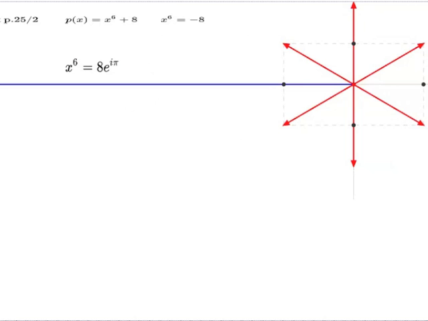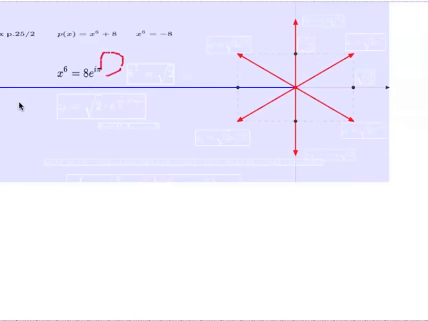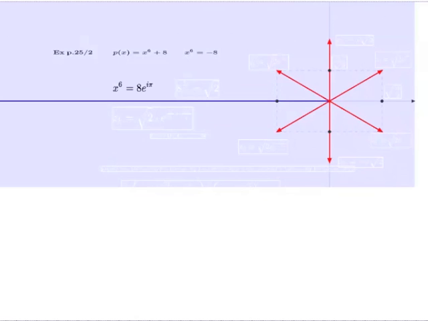Remember, in the exponential form, absolute value or modulus must be positive. So I have to somehow take care of this negative. And the way to take care of this negative is to make the e to the i pi for this negative. In fact, let me zoom out a little bit, that's this blue vector. That's the vector which represents the number negative 8.